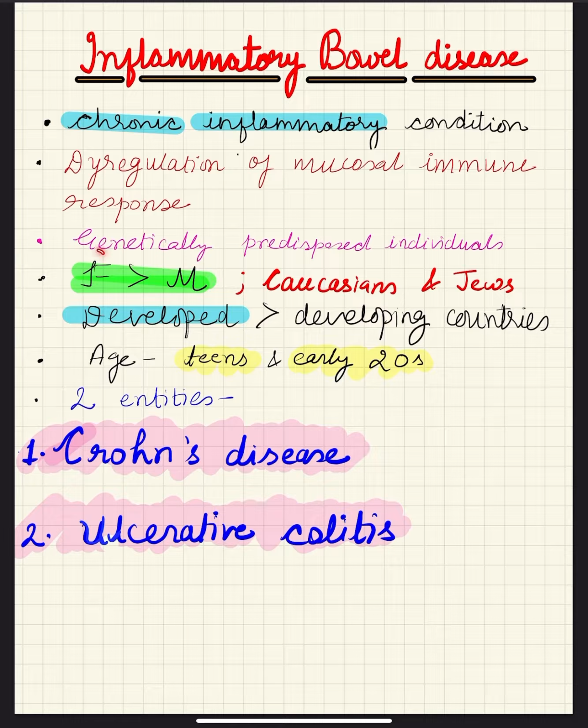This IBD is seen more commonly in females than males, and amongst the ethnic groups it is seen more commonly in the Caucasians and the European Jews. In developed countries, it is more commonly seen than in developing countries like ours. And the age group that it involves, again, is important. It is seen more commonly in the teens and the early 20s. So the adolescent age group and the early 20s are most commonly affected.